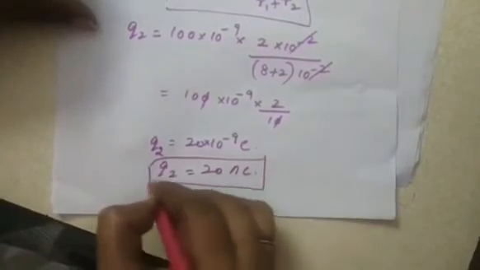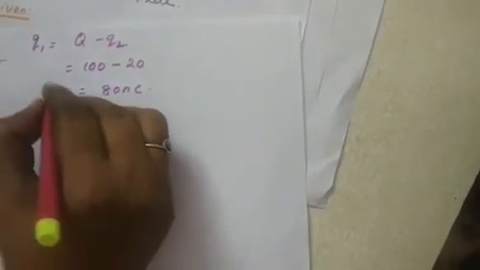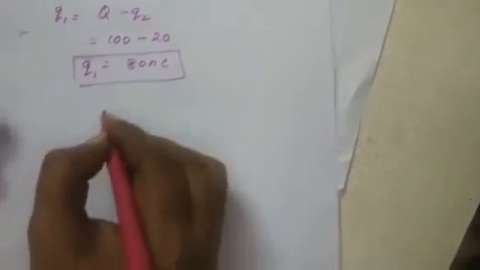We are calculating the value of Q2. Then we are going to calculate the value of Q1. So Q1 is equal to Q minus Q2. Q வந்து 100 nano Coulomb. Q2 is equal to 20 nano Coulomb. So which is equal to 80 nano Coulomb is Q1. So we are calculating the value of Q1 and Q2.